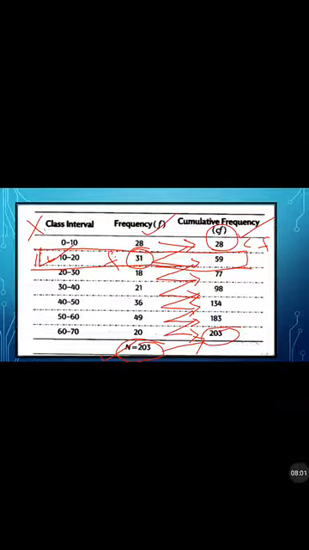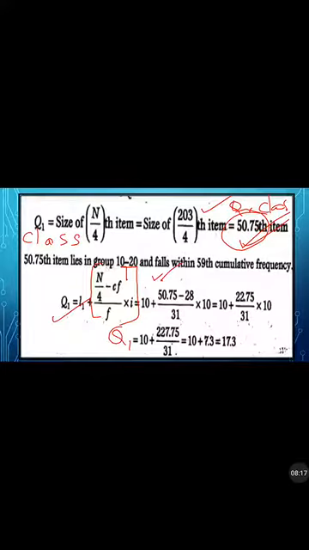Now L is 10. So after knowing all these values, that is L, F, CF, and I, what is I? I is the difference in the class interval. So here the class interval is 10 to 20. So what is the difference here? I is equal to 10. So we are going to take everything in this formula now.